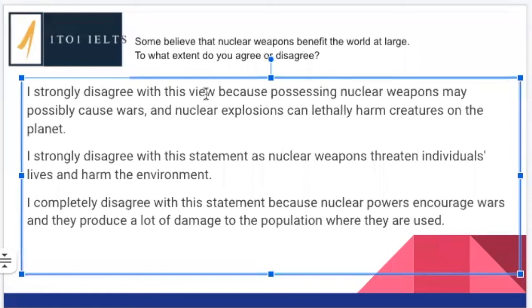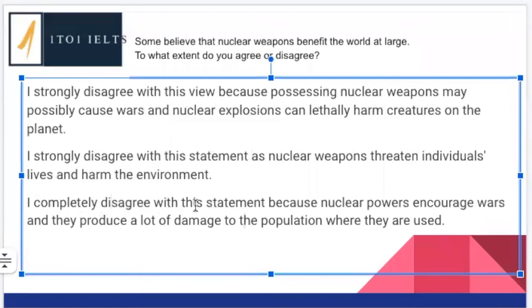I strongly disagree with this view. Good, because, good. Possessing nuclear weapons may possibly cause wars. Good. And nuclear explosions can lethally harm creatures on the planet. Two very clear ideas. We don't actually need the comma here because this is a compound object. And when we have a compound object, we do not have a comma. Very, very minor mistake, and it's not really going to affect your score much, but I just wanted to point that out. So next one, I strongly disagree with this statement as nuclear weapons threaten individuals' lives and harm the environment. Very clear, excellent outline statement.